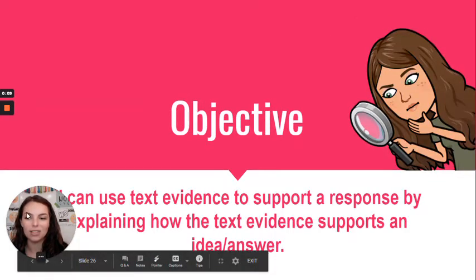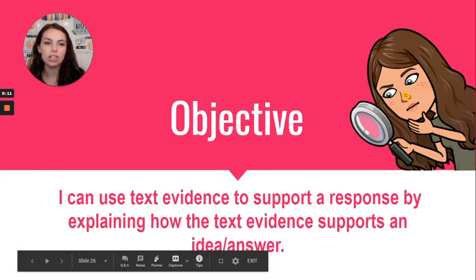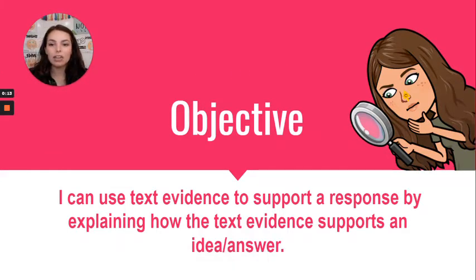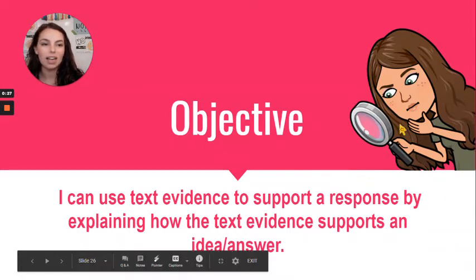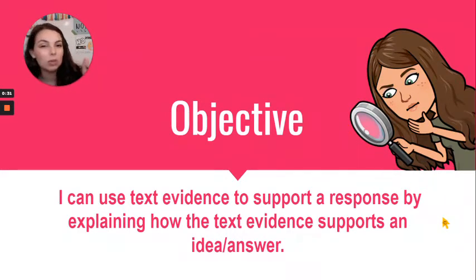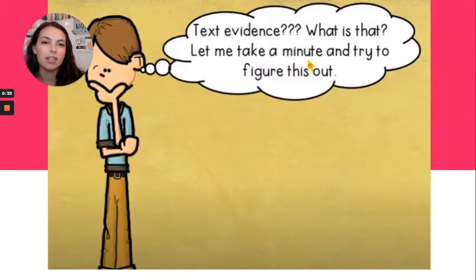Our objective for today is the same as yesterday. It says, I can use text evidence, use your magnifying glass, to support a response by explaining how the text evidence supports an idea or answer. So we're using text evidence, and here is my Bitmoji with a magnifying glass because we have to really look in the text. So we were asking yesterday, what does that mean?